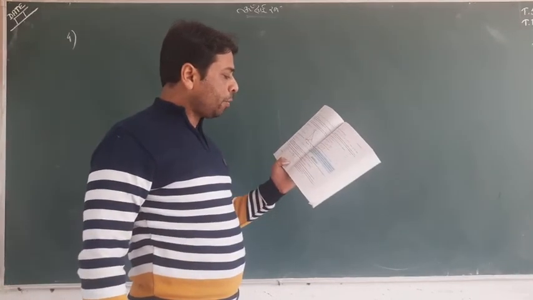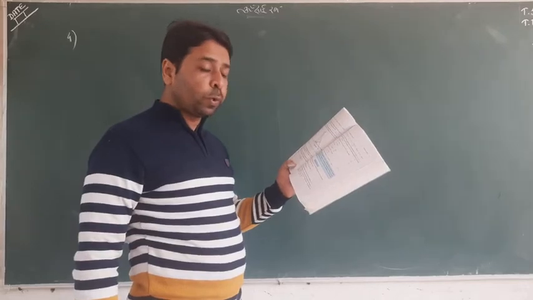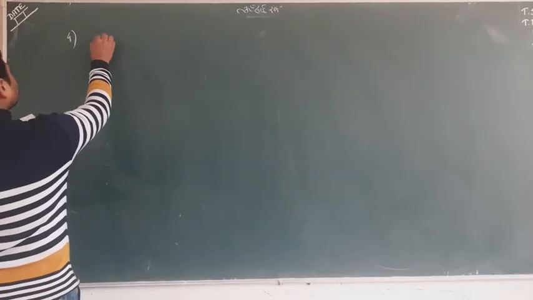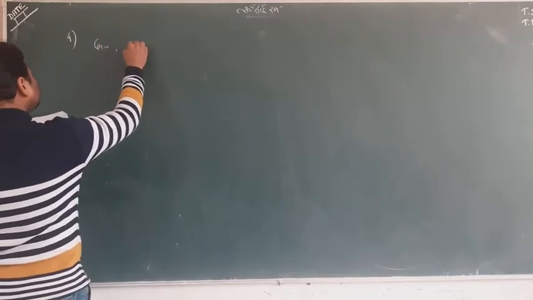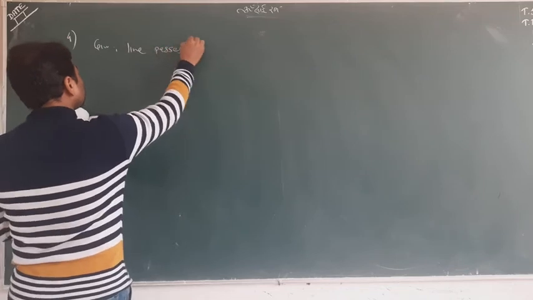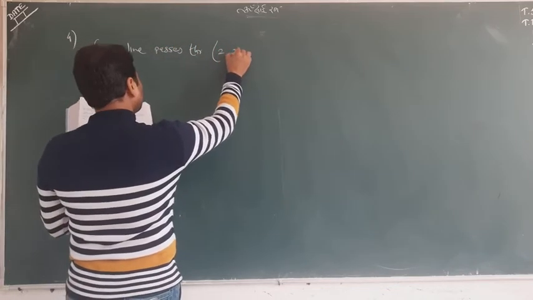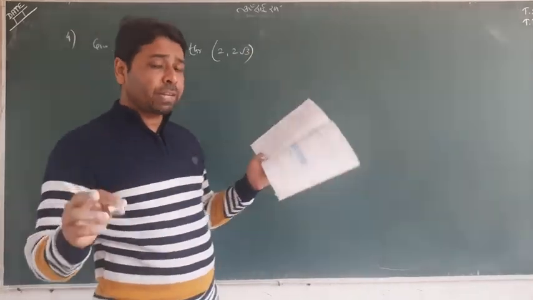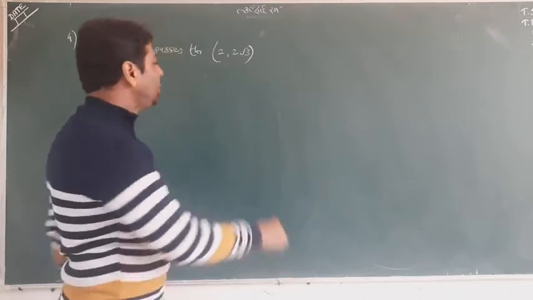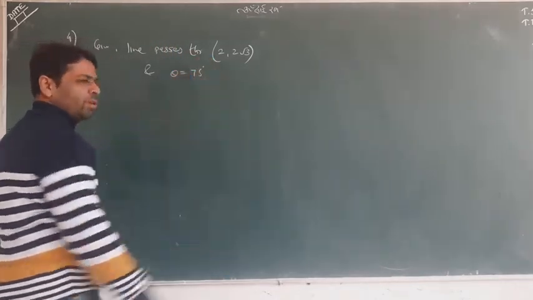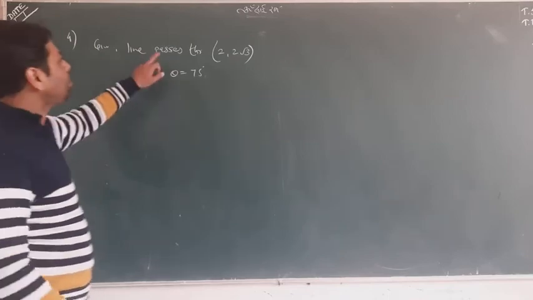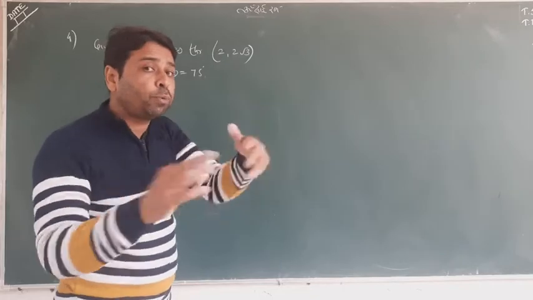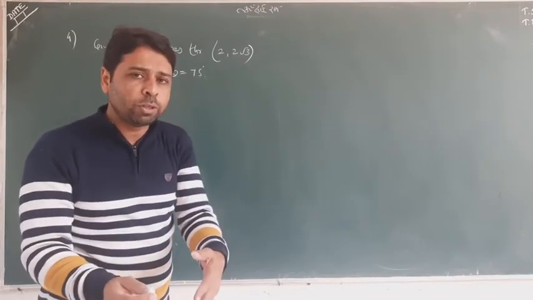The fourth question says: find the equation of the line passing through the point (2, 2 root 3) and inclined with the x-axis at an angle of 75 degrees. You know that the angle with the x-axis is called theta, so theta is 75. One should know that when a line passes through one point and theta is given, you will use the one-point form here.